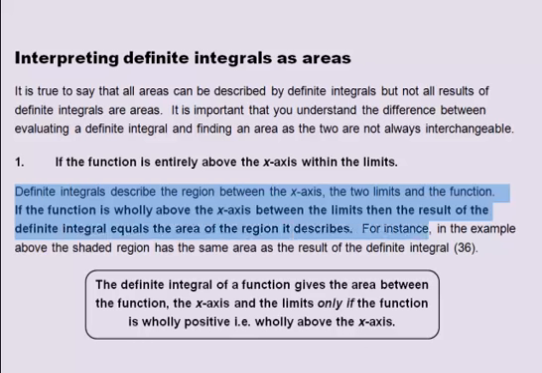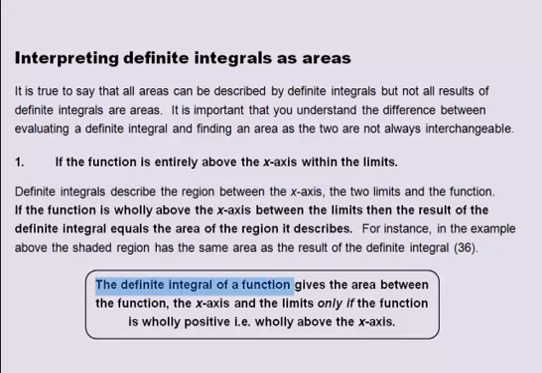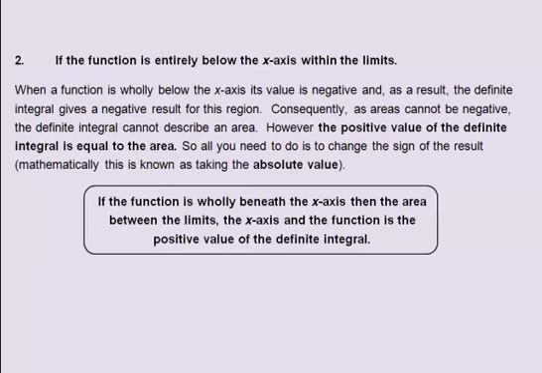For instance, in the example above, the shaded region has the same area as the result of the definite integral, 36. The definite integral of a function gives the area between the function, the x-axis and the limits only if the function is wholly positive, i.e. wholly above the x-axis.